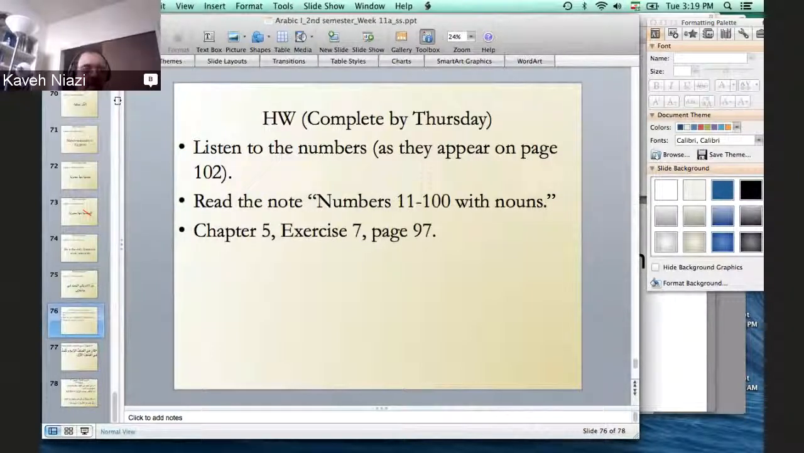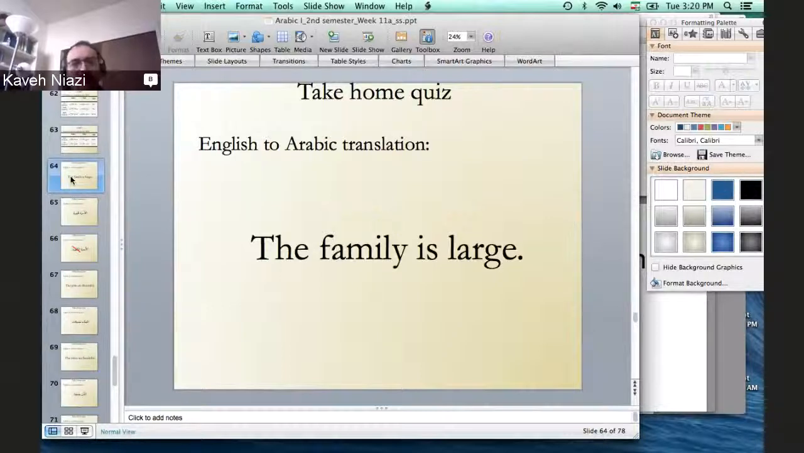All right, since we have a couple of minutes, we're going to change a little bit. Well, I was going to do numbers, but we'll do numbers on Thursday. Let's look at our take-home quiz. How do I say in Arabic, the family is large? This is a nominal sentence.